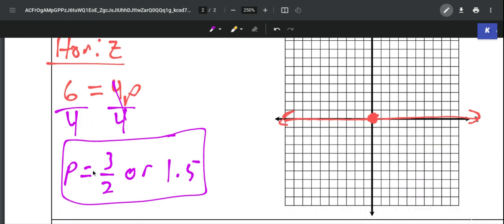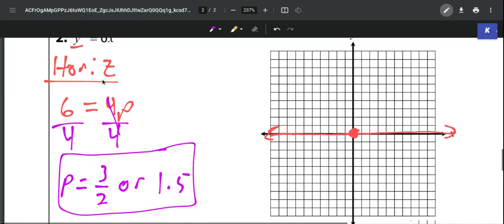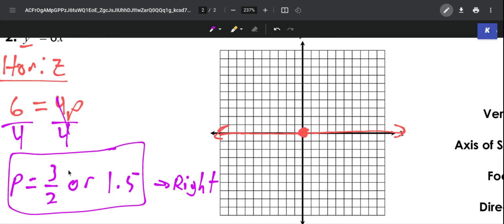All right, so now we know P, and P was positive here. So that tells us something about the direction of our horizontal parabola. Because if our parabola is horizontal, it's going to open up right and left. And if P is greater than 0, then it opens up right. So this is going to open up right. And since that P is positive, when we go to count from our center for our focus, we're going to count right for our focus and left for our directrix.